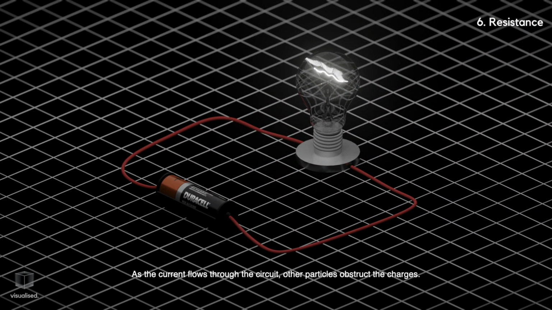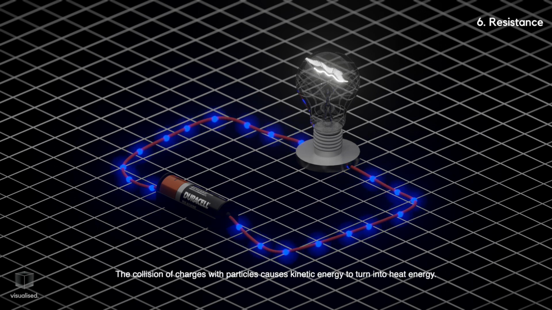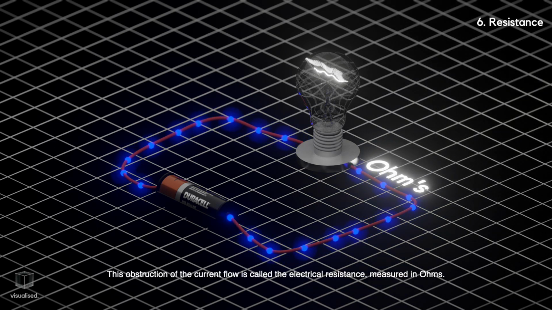As the current flows through the circuit, other particles obstruct the charges. The collision of the charges with the particles causes kinetic energy to turn into heat energy. This obstruction of the current flow is called electrical resistance, which is measured in ohms.